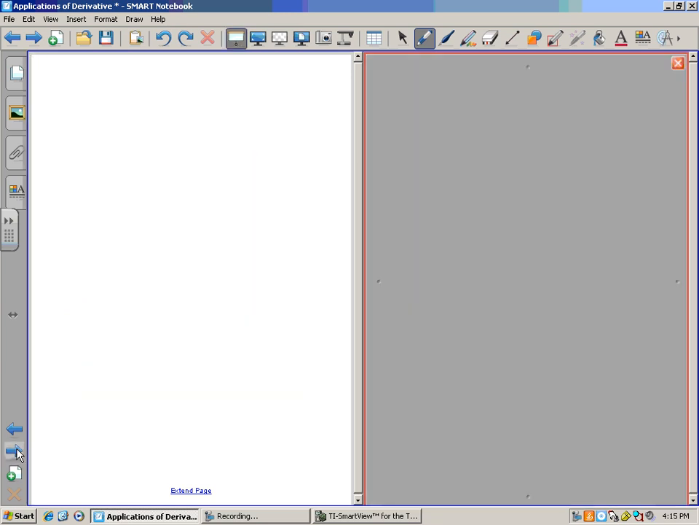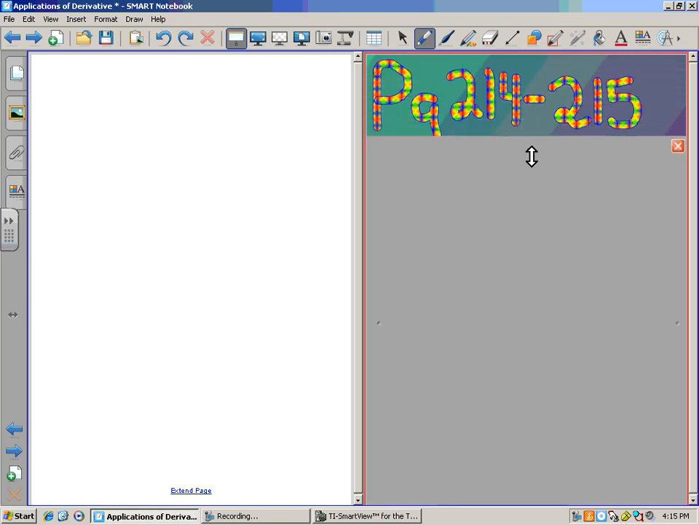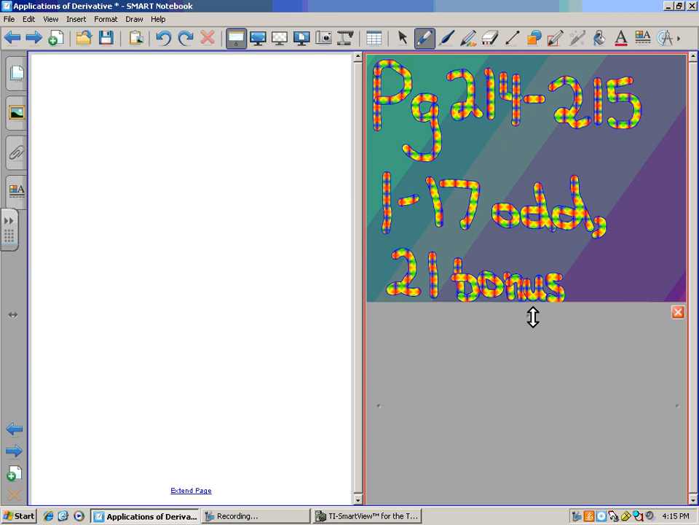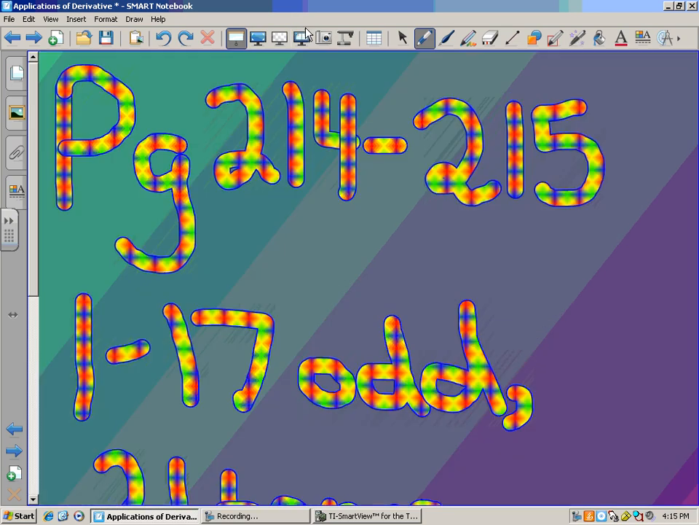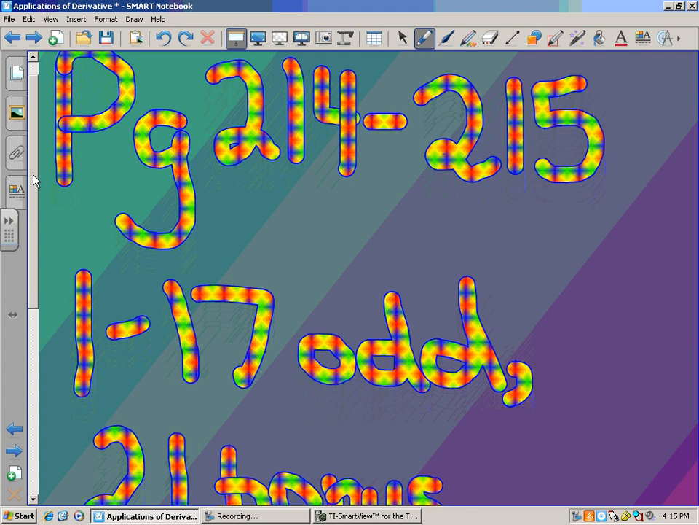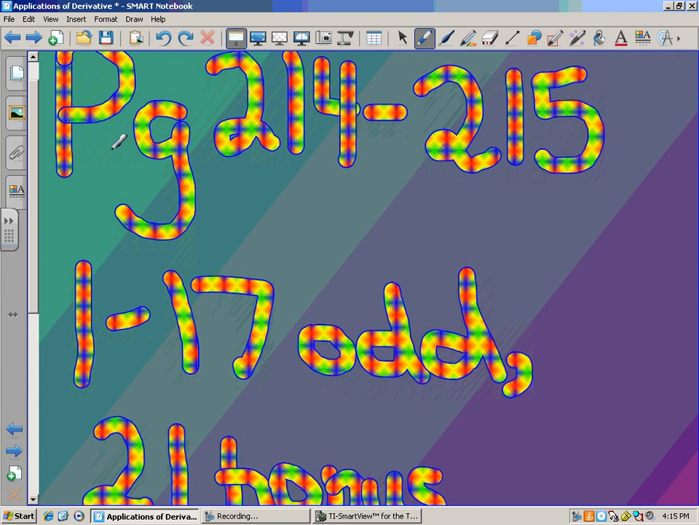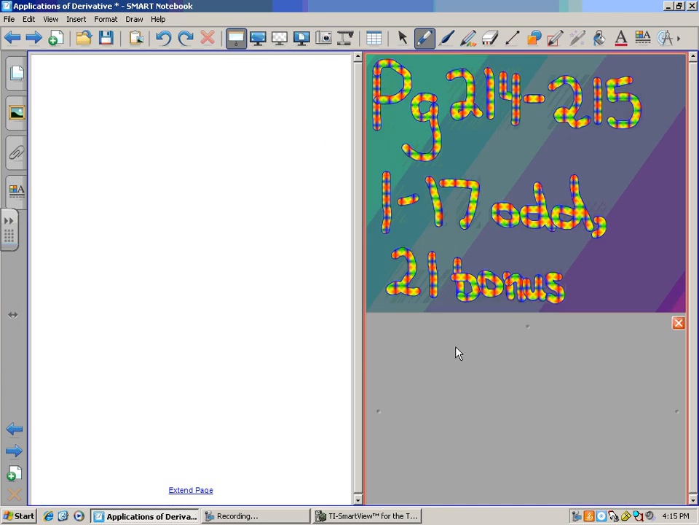All right, so your homework assignment is behind curtain number 4. Ta-da! All right, so these problems are quite involved, especially as we get to the ones that are a little more intense. So these actually make up quite a few problems. So what I would like you to do, let's go big with this so you can really see it. So it's page 214 to 215, 1 through 17 odd, 21 is a bonus.